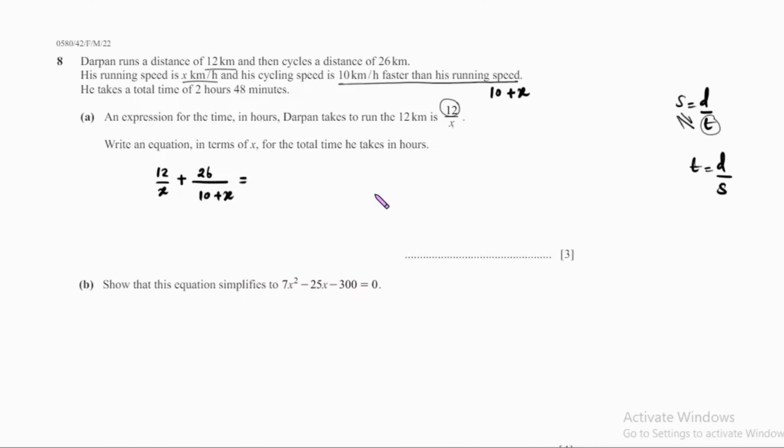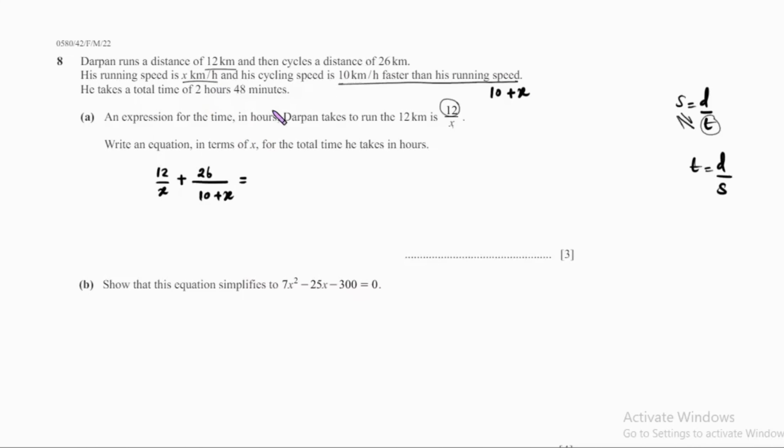This is equal to, on the other side, we have to write the total time taken. The total time taken should be in hours, because here the speed, distance, time, everything is given to us. Speed is given to us in kilometers per hour, distance in kilometers, and time should be in hours again.